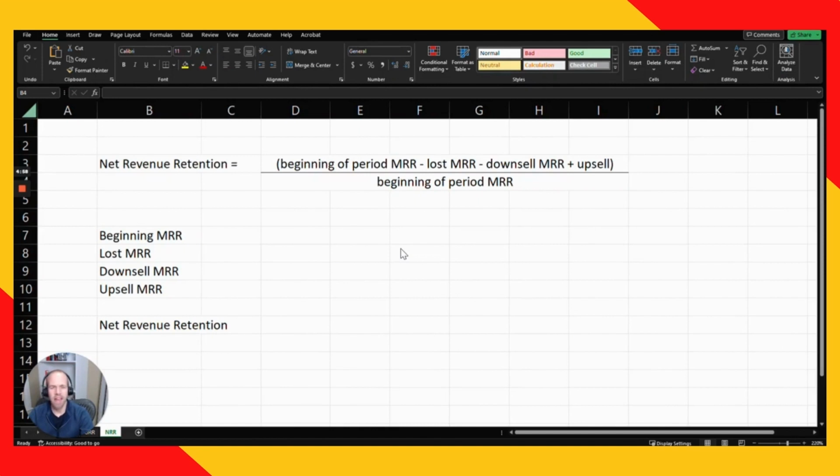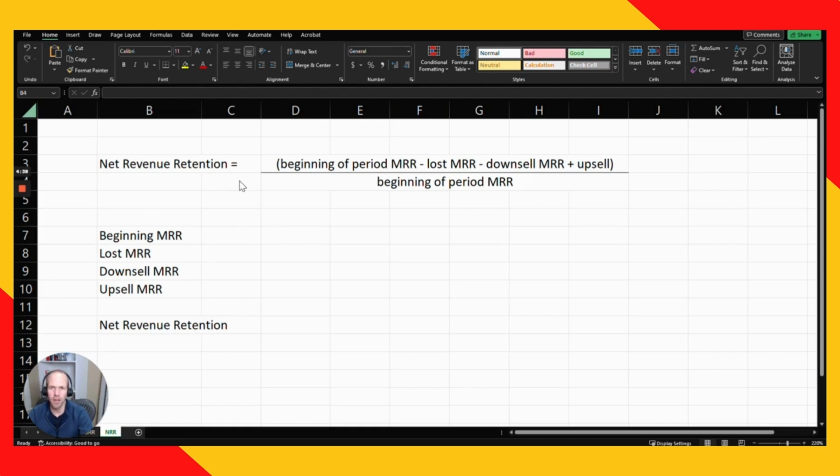In my opinion, net revenue retention is the premium way to look at churn for software businesses. It's much better than gross revenue retention, which we featured in another video, or logo retention, which was featured in a further video as well. And the reason why is because it captures more elements of churn than any of those other metrics.